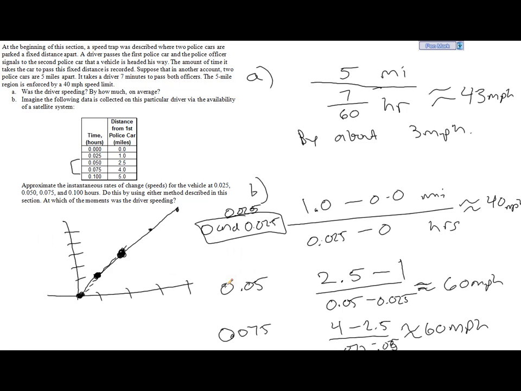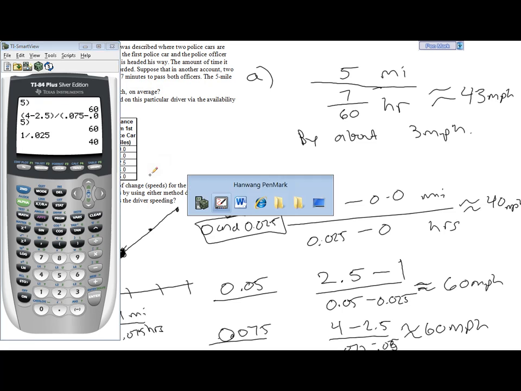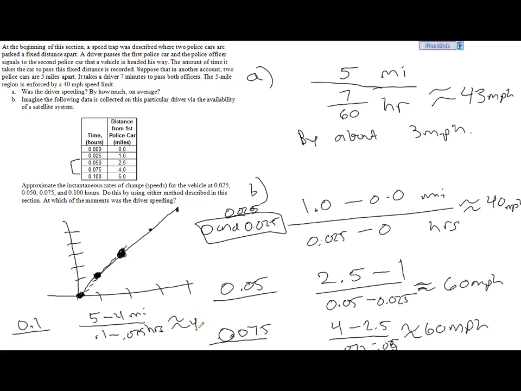And finally, we would repeat this for 0.1 hours. And that would give us 5 minus 4 miles divided by 0.1 minus 0.075 hours, which would give us 1 divided by 0.025. Do that subtraction, and that comes out to 40 miles an hour. So a little bit slower. So obviously speeding quite a bit.